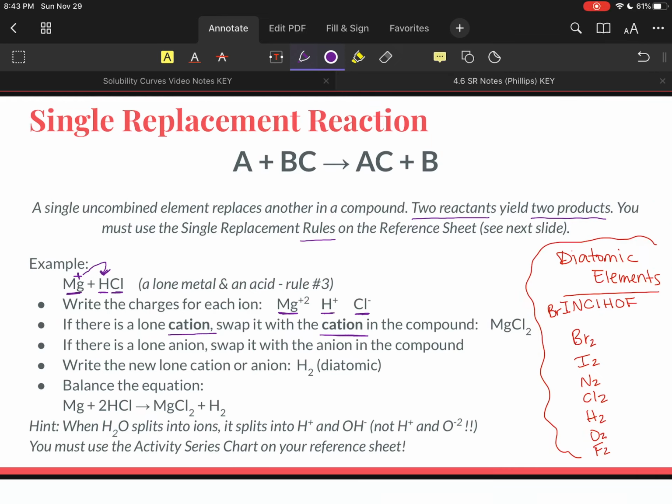So if it's positive, the cation is going to swap with a positive cation. If it's an anion, it's going to swap with an anion. So you always want to make sure you're swapping like with like. And you can't do that unless you've looked at your charges. So that's what you're going to need to do first.